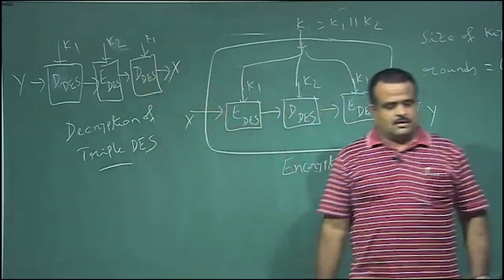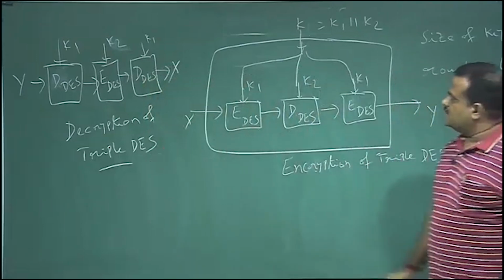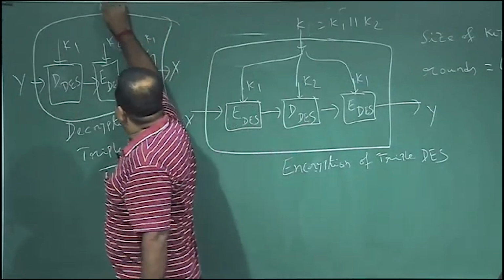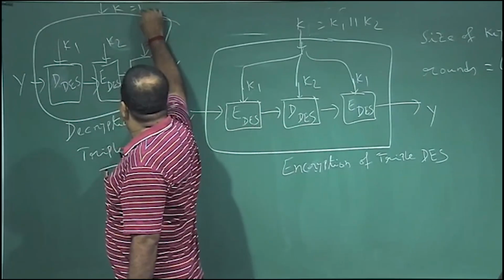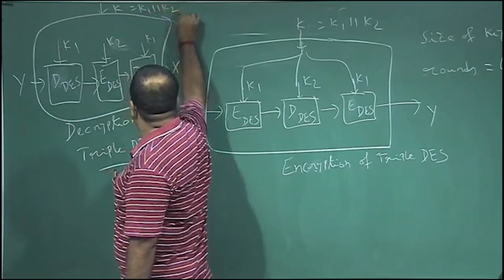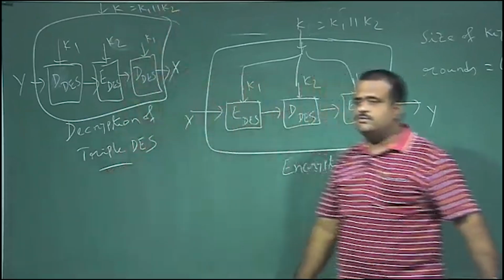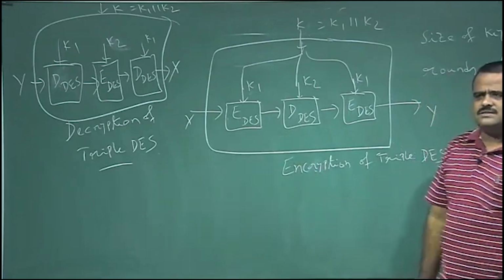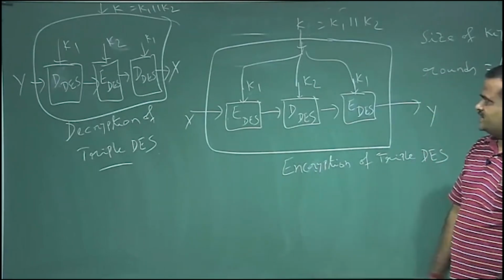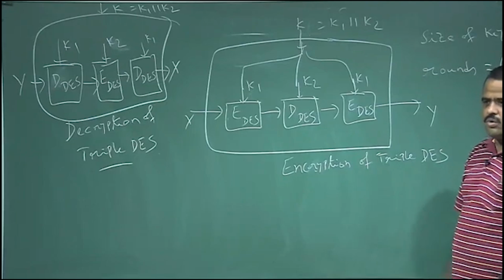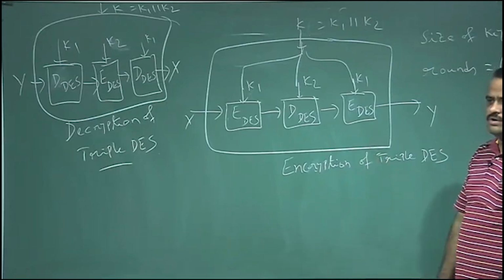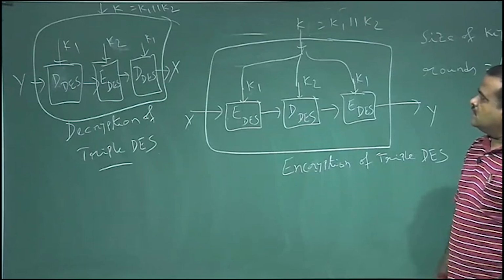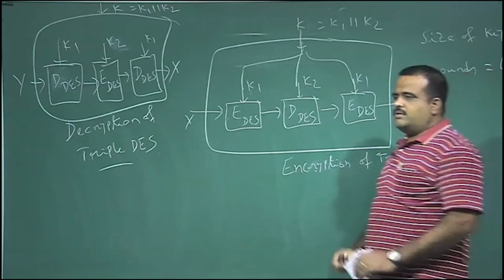So, we have the key input, key is k1 concatenate with k2. So, this is the decryption of triple DES, but it is not very interesting in a sense that the number of rounds is more, and also the generic attack can be mounted on this. So, people did not like it very much. So, they wanted to have a replacement.